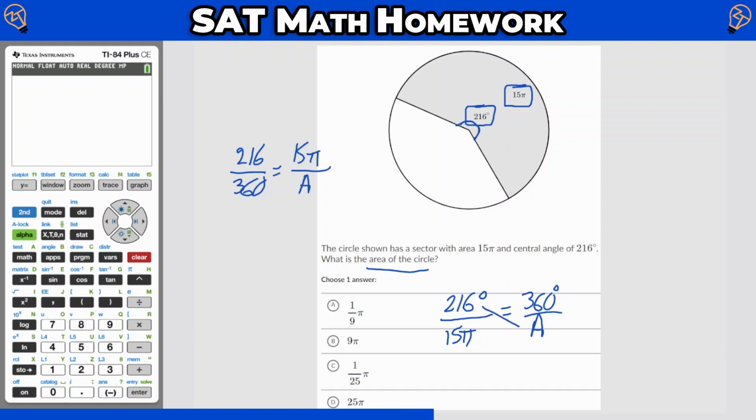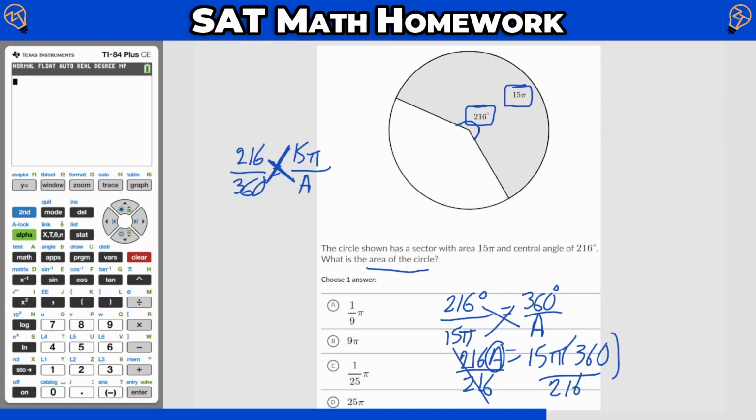Let's continue with this approach, where when we cross multiply, we get 216a, which you would have gotten here as well, equals 15 pi times 360. And then notice this cross product would have given you the same thing. So either setup totally works. So now we'll go ahead and divide both sides by 216.